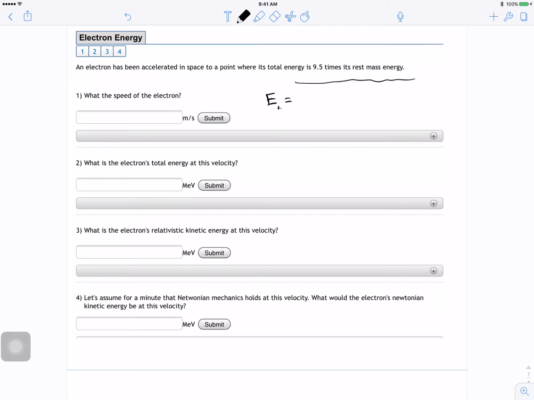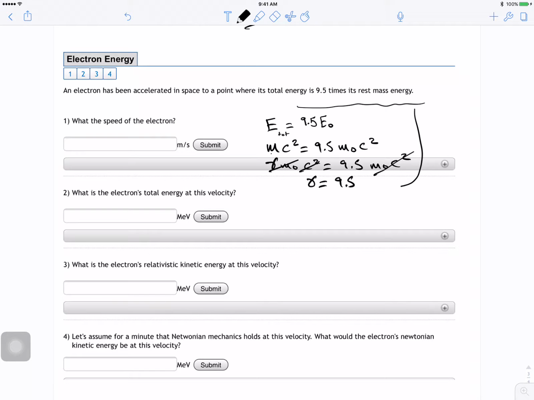E is going to be equal to 9.5 E rest. So E total is going to be mc squared, equal to 9.5 times the rest energy, which is the rest mass times c squared. We change this to alpha times the rest mass equal to 9.5 times c squared. Now we drop this, so we're left with alpha equal to 9.5. Then from that we can figure out the velocity.